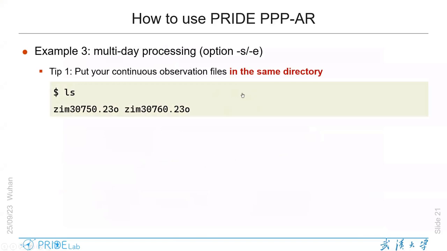Okay, then we come to the last example today. We'll learn how to process data from multiple days continuously. This is a bit different from the usual setup, since our GNSS data files and products are normally organized day by day. But what if we want to process more than one day of data? We can do that by using the S and the E options, S for the start and E for the end. This option lets us specify the processing period.